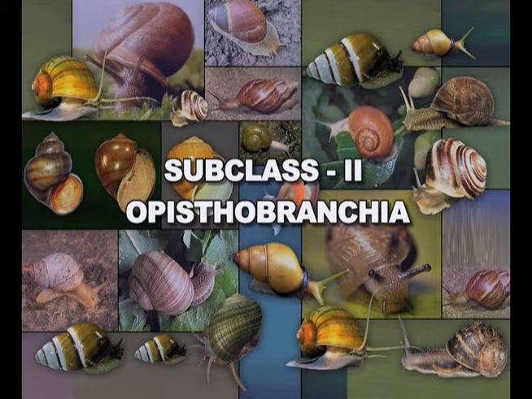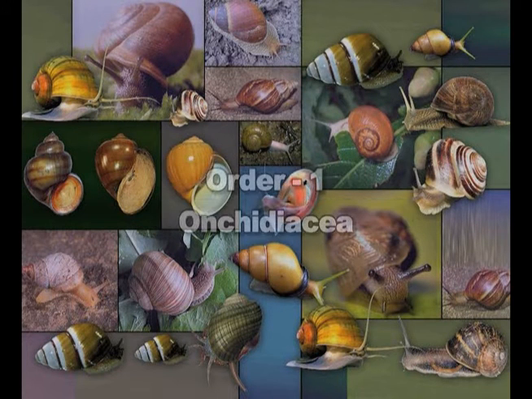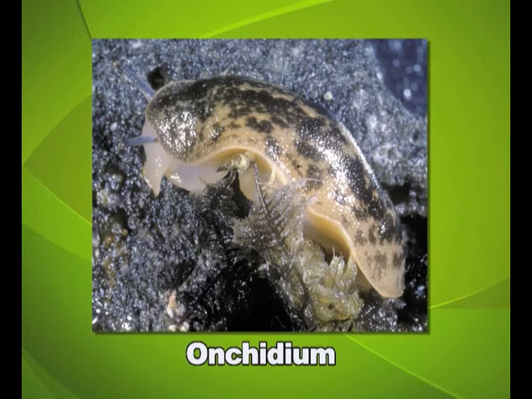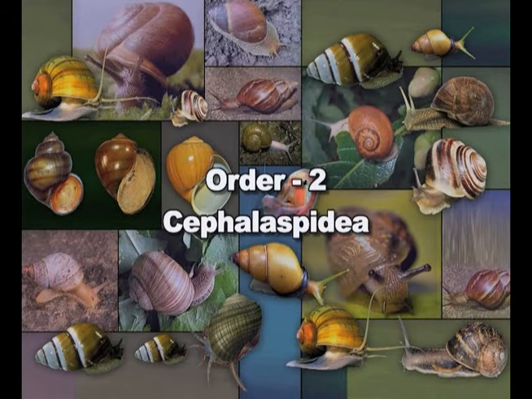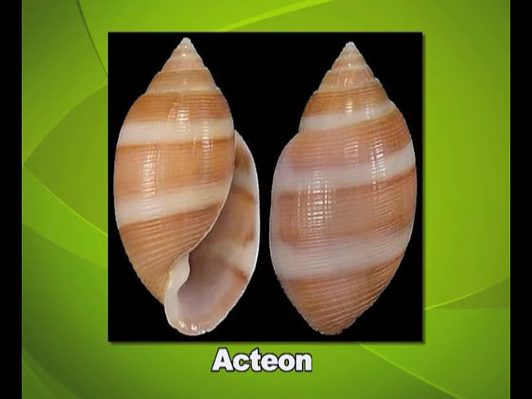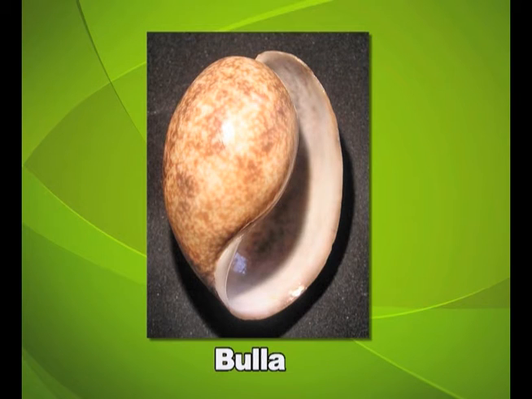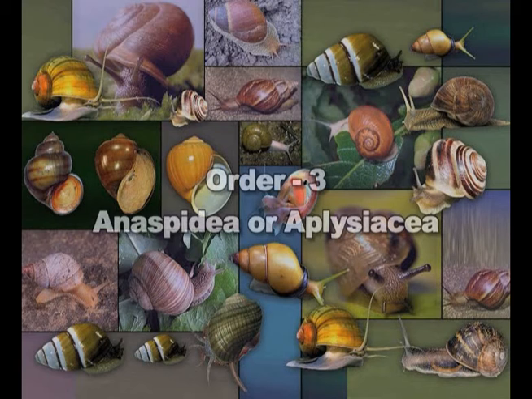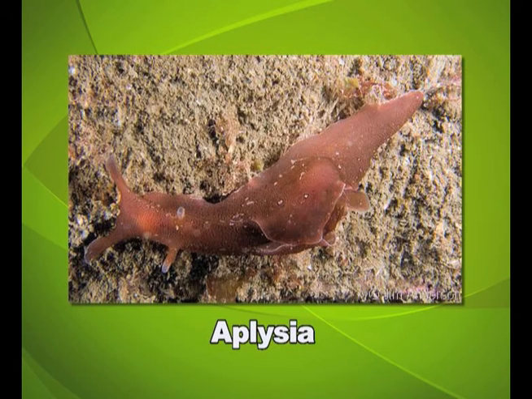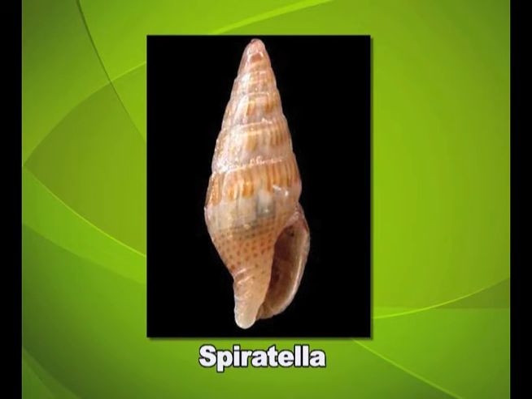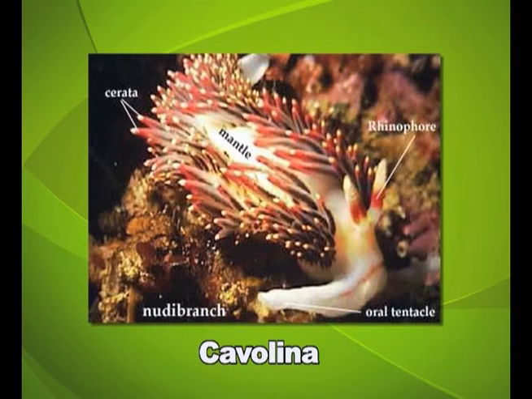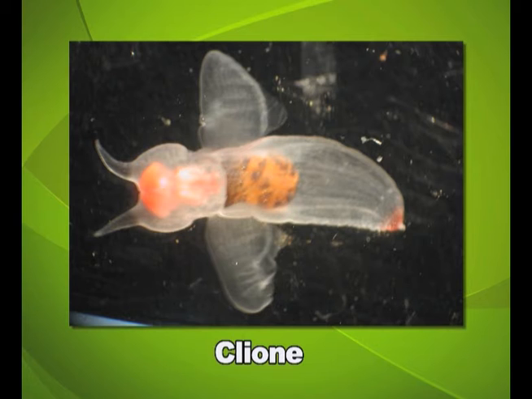Subclass 2. Opisthobranchia. Order 1. Onchidiacea. Examples: Onchidium and Onchidella. Order 2. Cephalaspidea. Examples: Actaeon, Hydatina and Bulla. Order 3. Anaspidea or Aplysiacea. Example: Aplysia. Order 4. Pteropoda. Examples: Spiratella, Cavolinia and Cleodora.